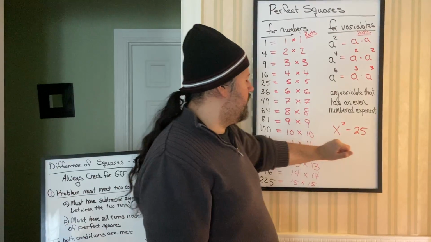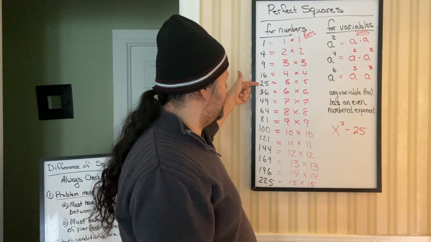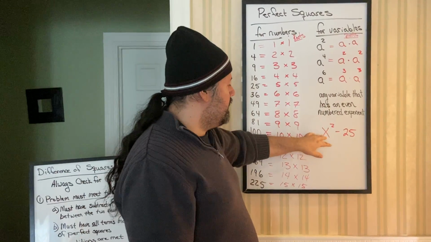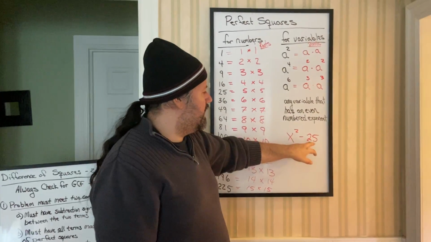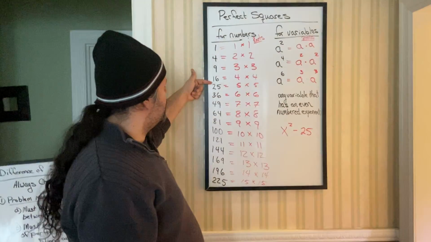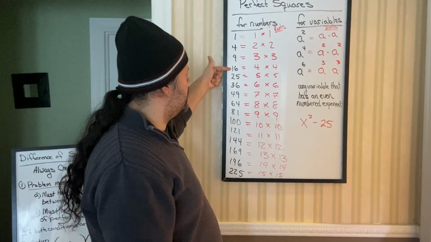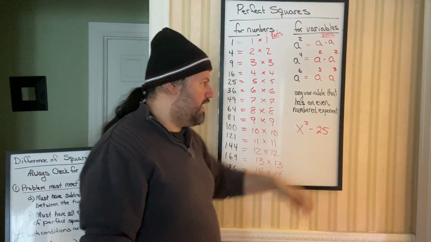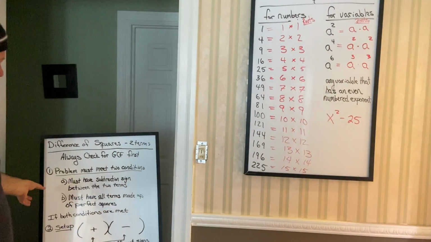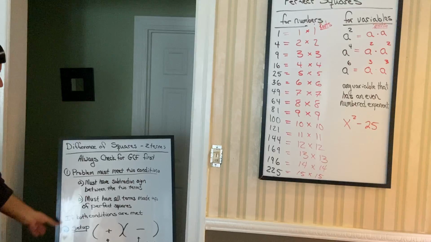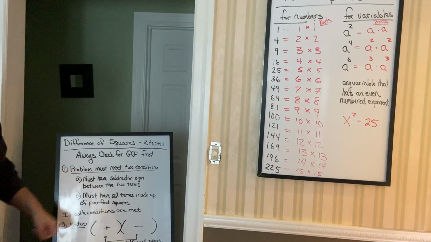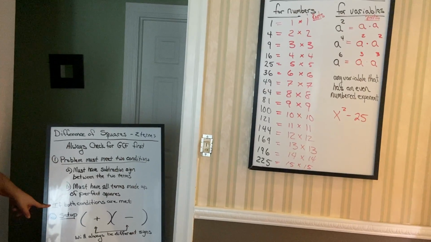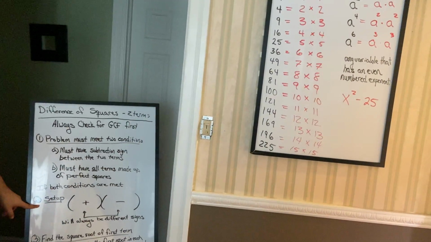And is 25 on the list? Yes, perfect. If this was a 17, notice 17 is not on the list. It goes from 16 to 25. If one piece is not a perfect square, then you cannot meet condition B. Condition B says that you have to have all terms, not some terms. Luckily, we met A and B, so if we meet both conditions, then we can do the factoring.